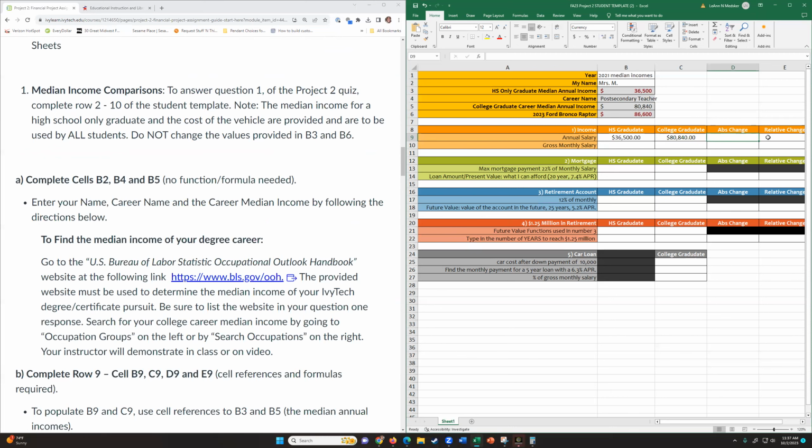So you shouldn't need to change anything for that. If you end up having to use Google Sheets, you'll want to make sure your relative change represents a percent. So type it in first, see if it gives you a percentage. If not, you may have to adjust that.